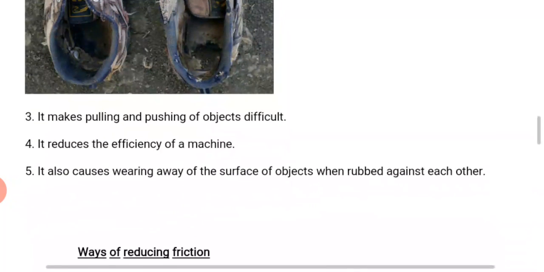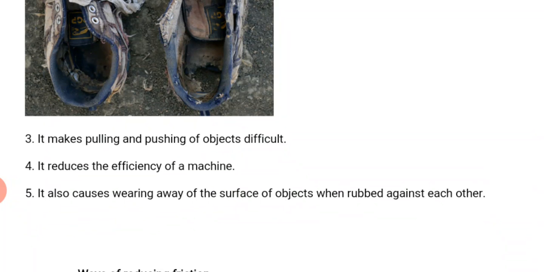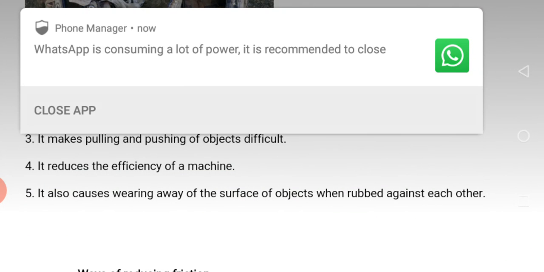The third one is that it makes pulling and pushing of objects difficult. Due to the friction, it won't allow free pushing and pulling of objects. The fourth one is that it reduces the efficiency of a machine. That is, the machine will start losing its ability to do efficient work. The fifth one is that it also causes wearing away of the surface of objects when rubbed against each other. That is, that object will get weak. You will not be able to work properly, efficiently, as it ought to be.